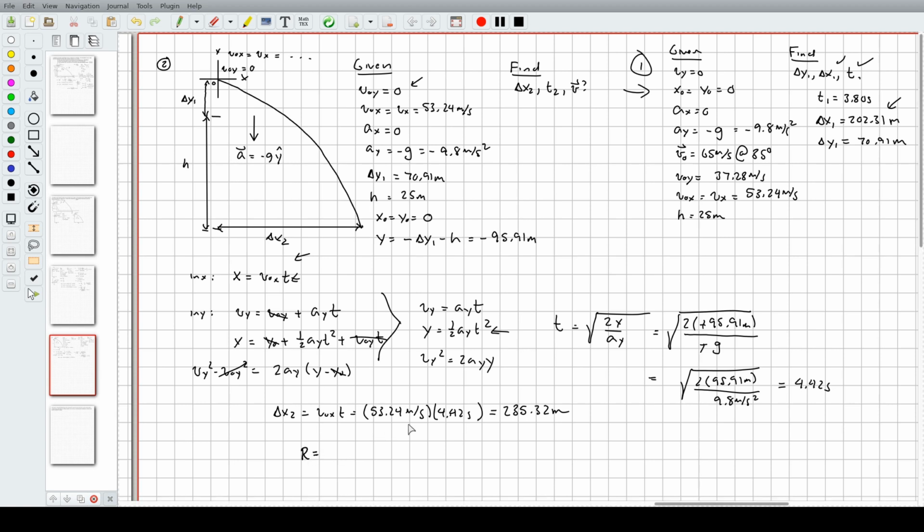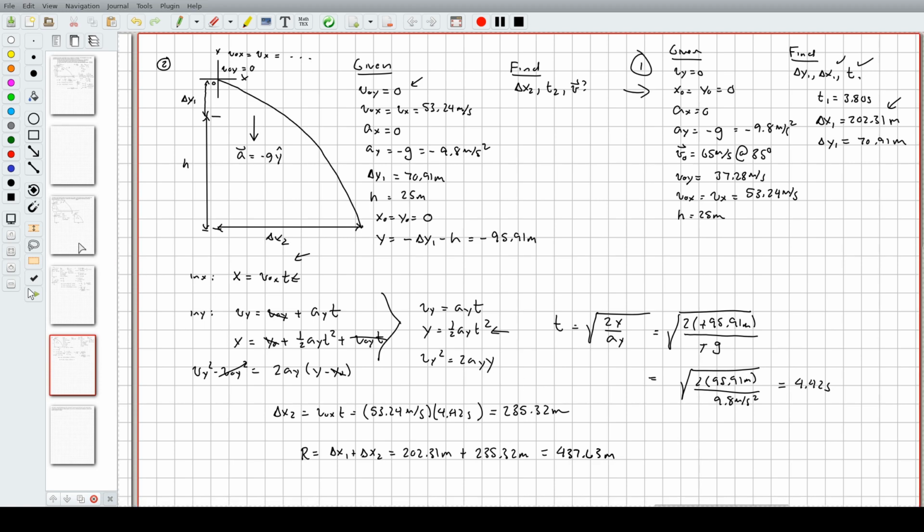So the total distance from the base of this hill, or this cliff, or whatever we're calling it now, is going to be delta x1 plus delta x2, or 202.31 meters plus 235.32 meters. So if you put that in there, 202.31 plus 235.32, that's 437.63 meters.